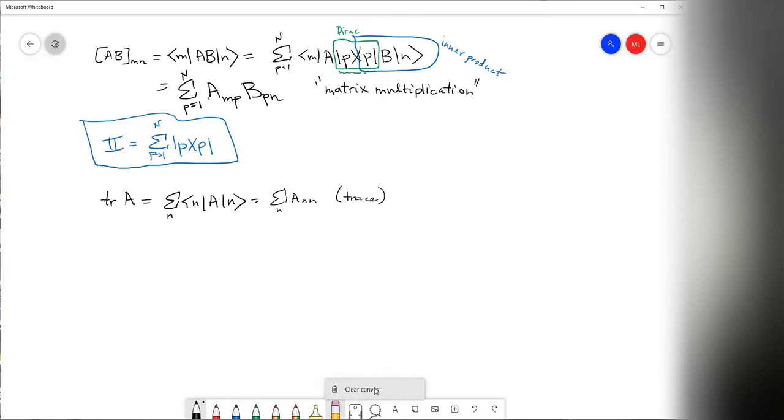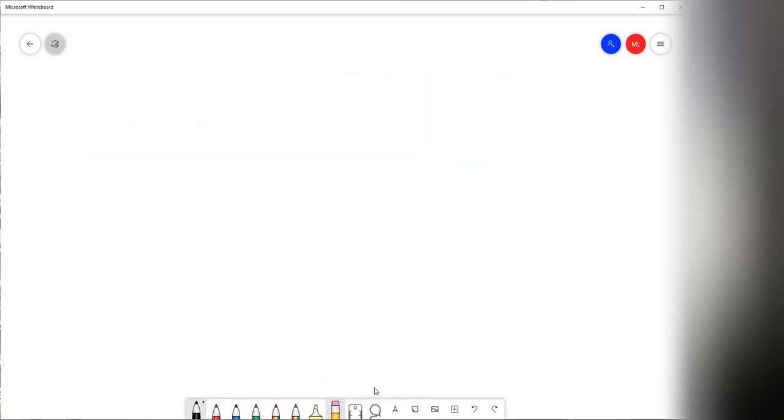Okay, so I'm going to clear this and go to the next main topic, which is spectral decomposition. This is really where all the physics, I guess, sits in some sense. So spectral decomposition: you can have any operator, A, right? Its spectral decomposition is finding its eigenvalues and eigenvectors.